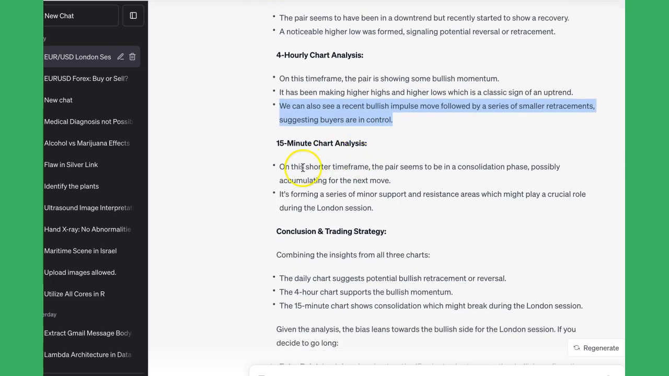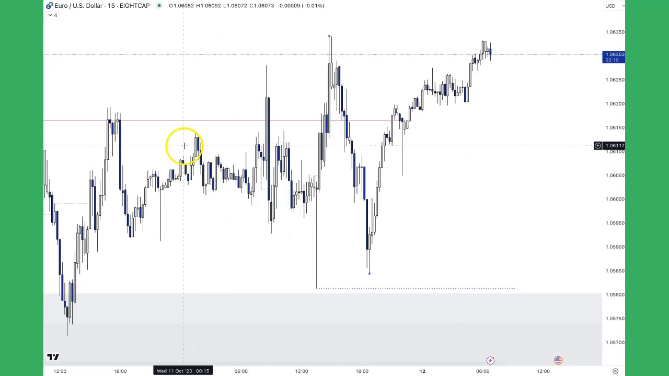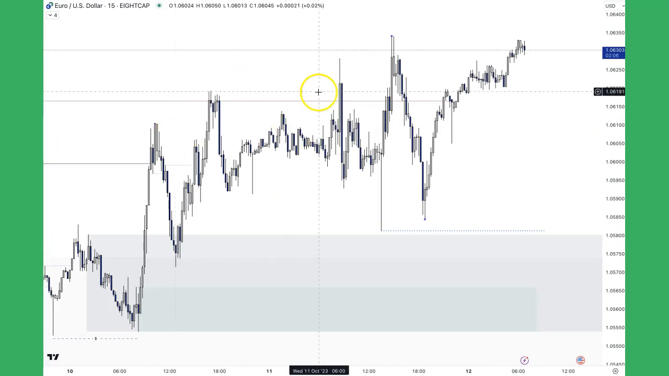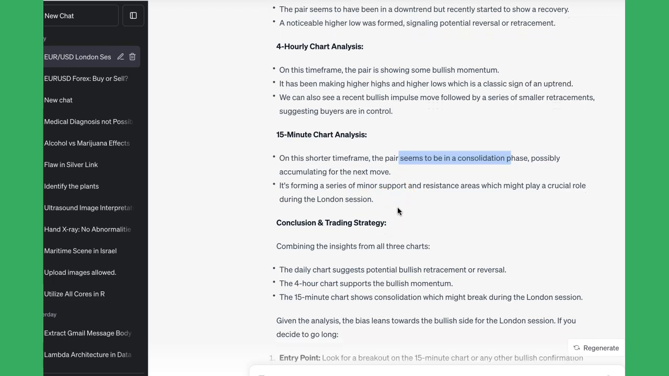And on the M15, the pair seems to be in consolidation, and if we really look at it, this is all consolidatory action. It's not really going anywhere. So it says it's in a consolidation phase, possibly accumulating for the next move. It's forming a series of minor support and resistance areas, which might play a crucial role during the London session.